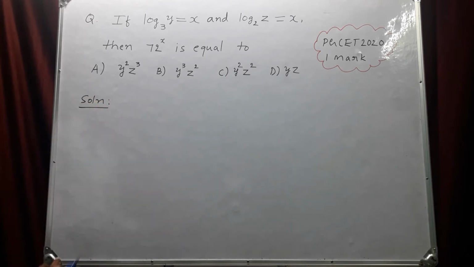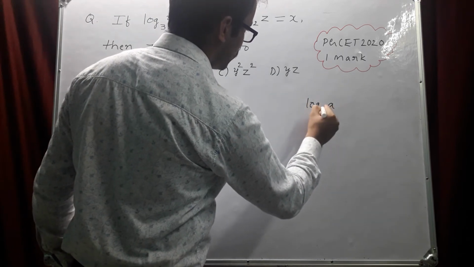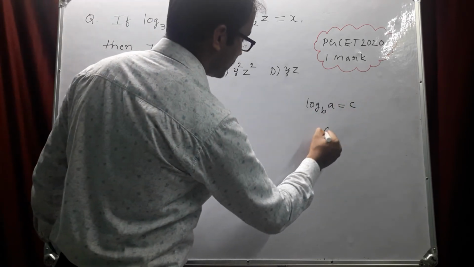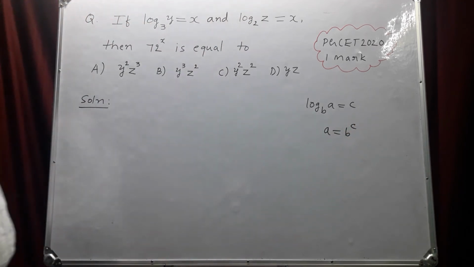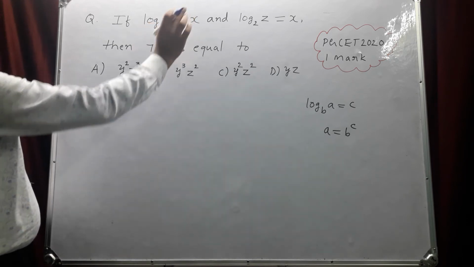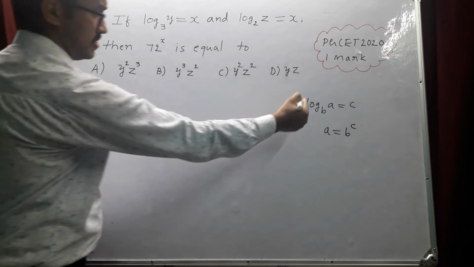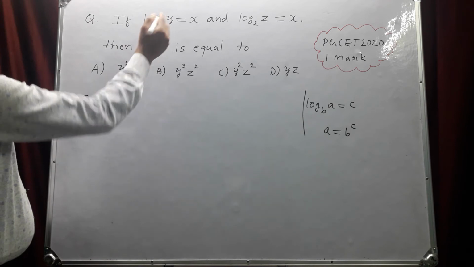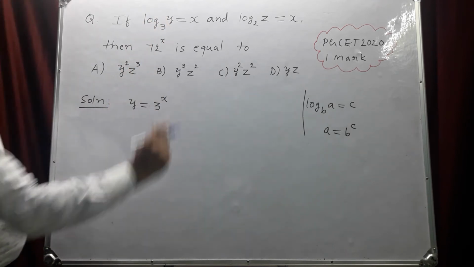So we have seen at the beginning of this class that if log a to the base b is equal to c, then we can write a is equal to b power c. So they have given log y to the base 3 is equal to x. If we use this definition, we can write y is equal to 3 power x.